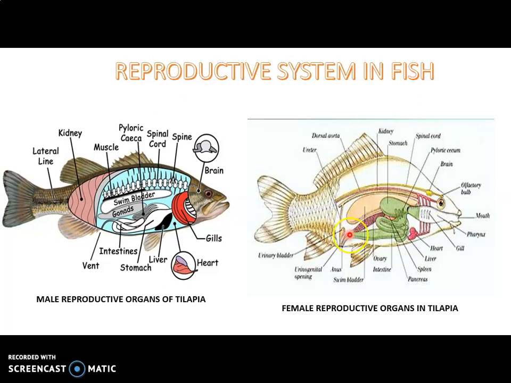Now, the oviduct opens internally into the body cavity. This oviduct leads to the posterior part of the body, and also opens into the genital aperture of the fish. So when reproduction occurs through their mating pattern, the male and the female will always release their gametes through this genital aperture.